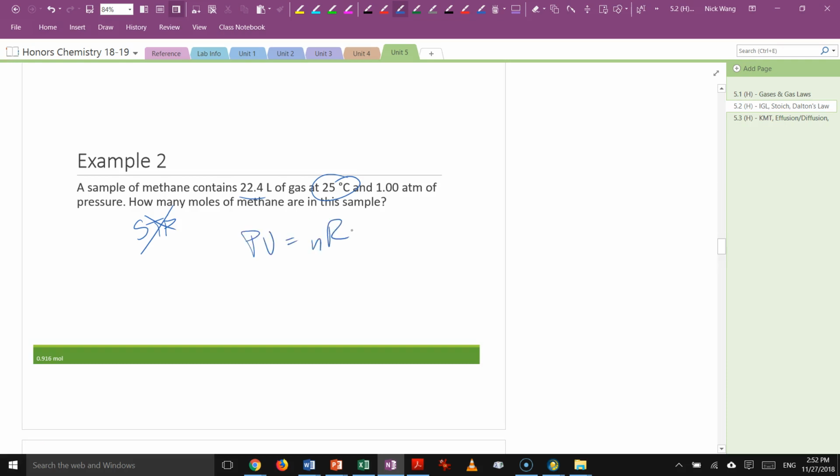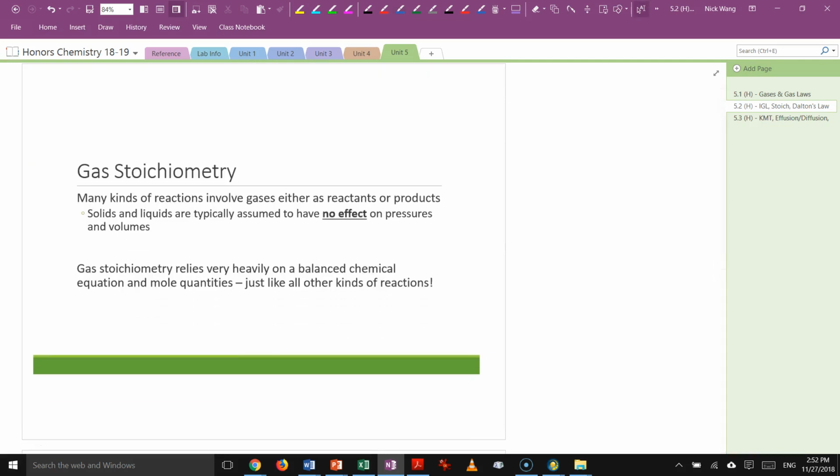PV equals n times R times T. So then you plug in the numbers as appropriate, and then you solve for n. Turns out the mole amount of methane in this container is actually pretty close. It's 0.916 moles. So it's kind of close to 1 mole, but it's not exactly because 25 degrees Celsius is not exactly 0. Right, so you got to be careful about those. Now, beyond that, though, what if we have situations where we don't have things at STP?